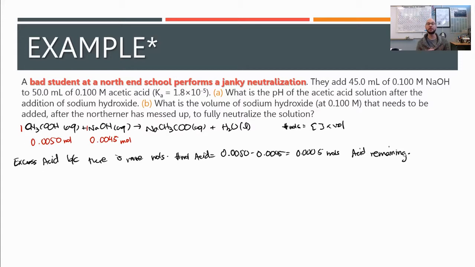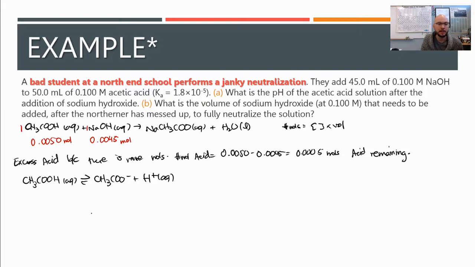So now that we have that number, we are one step closer to solving the pH of the solution, because we've got excess acid. It's going to undergo that acid equilibrium reaction that we would expect. But there's going to be a little caveat there. But let's write out that reaction. So we've got CH3COOH aqueous ionizing into CH3COO minus and H plus aqueous.